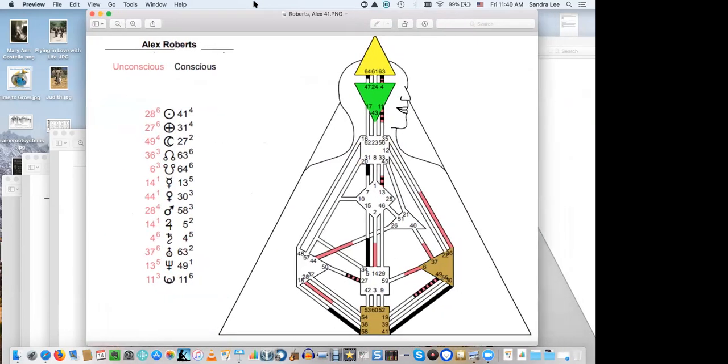Let's talk about Alex. Here's another one of the charts that I chose. Okay, so Alex's conscious sun is the gate 41. And all three of the charts that I'm looking at today are root charts. Okay, so root center down at the bottom is the gate 41. This is the gate of dreams and fantasy.